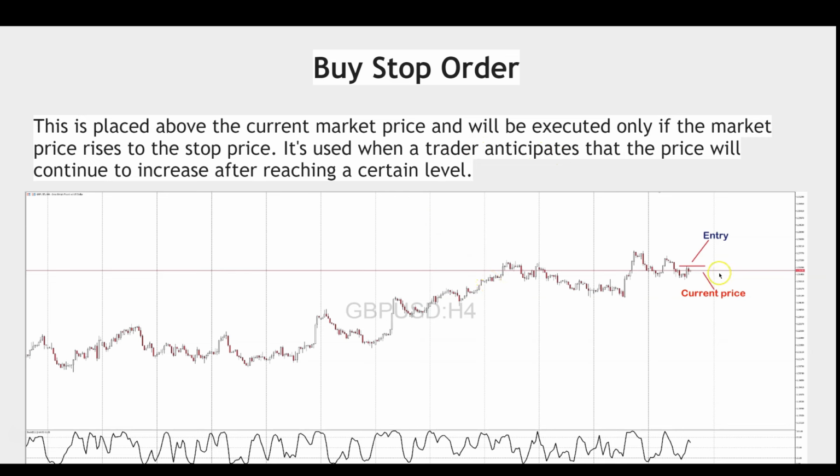So this red line right here is current price. This shorter red line would be the entry price. This is where I want to enter the trade because I anticipate price to continue to go up, but I want the market to prove me right. So I want the market to go up and trade through this entry price.